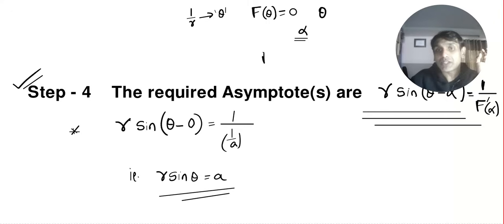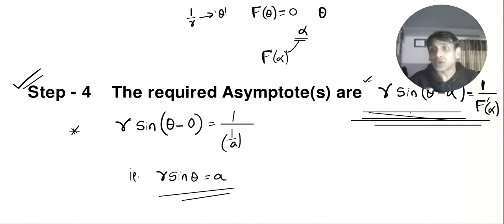Anyway, step number 3, find the derivative and plug in alpha. The last step, you have to memorize this equation, r sine theta minus alpha equal to 1 by f dash of alpha. Now one more thing, if you are interested in the proof, you can look at any book or you can simply search in Google about it.